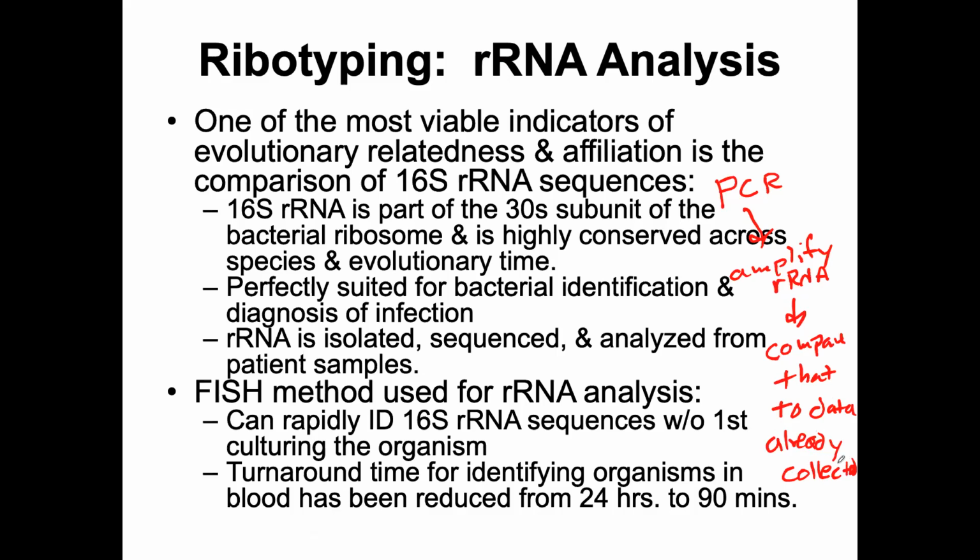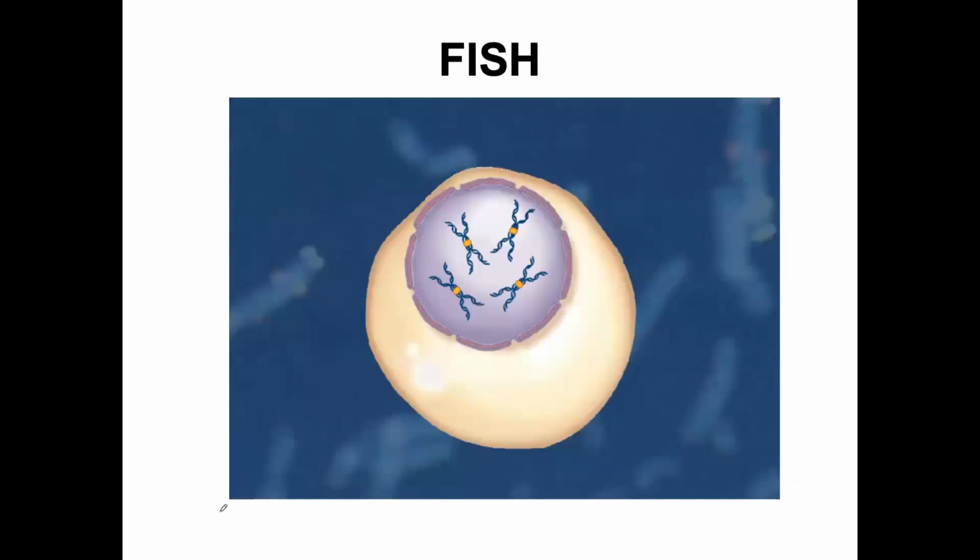You can use something called FISH, where you have different dyes for different types of ribosomal RNAs attached to primers. And then depending on what colors light up, you can tell what kind of organism it is, okay? So just another way to do it. This is a look at how FISH works.